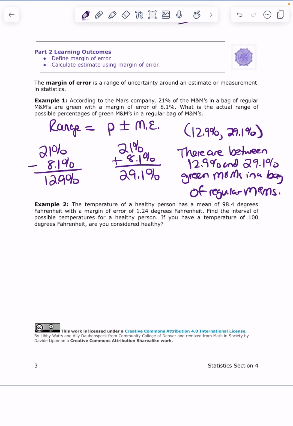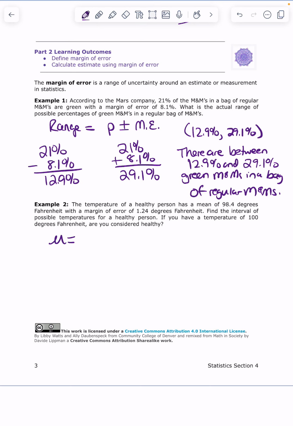Example 2, the temperature of a healthy person has a mean of 98.4 degrees Fahrenheit with a margin of error of 1.24 degrees Fahrenheit. Find the interval of possible temperatures for a healthy person. If you have a temperature of 100 degrees Fahrenheit, are you considered healthy?